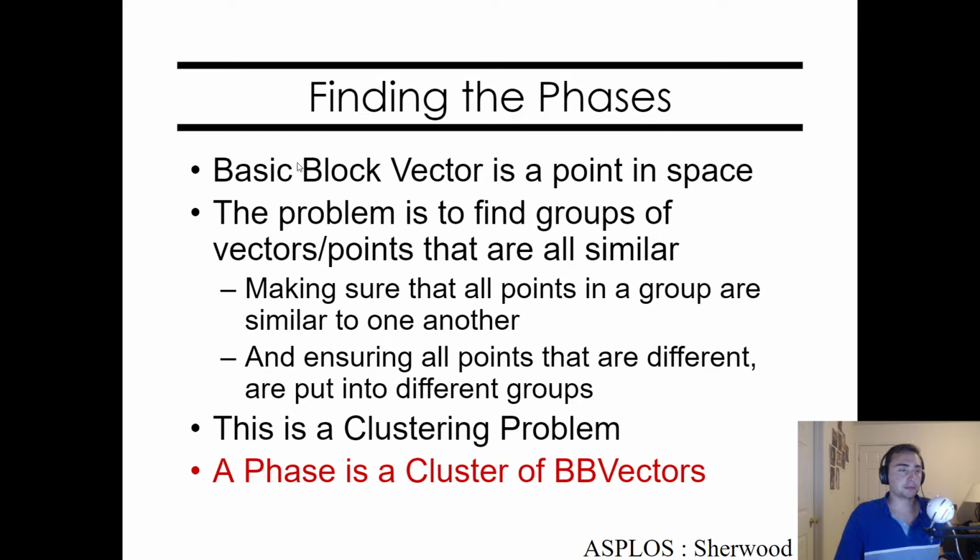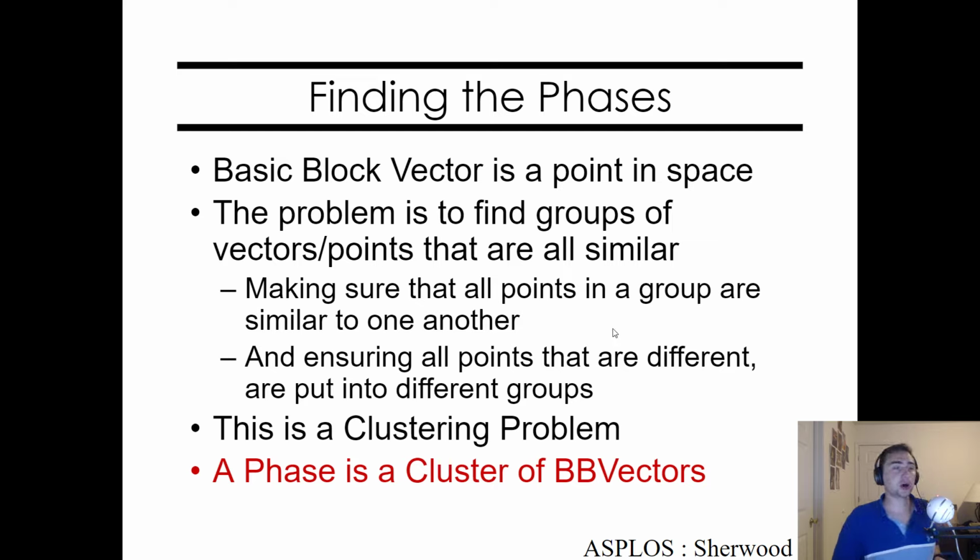A basic block vector is a point in space, right? We've got this big long line of instructions that we're executing, and then we've got each of these basic block vectors that correspond to each of those samples. So the problem is to find groups of vectors and points that are all similar, right? What's the best way to do this? You're not often going to get a lot of exact matches, just because control flow is not always perfectly exact, especially when you're taking just 100 million cycle samples.